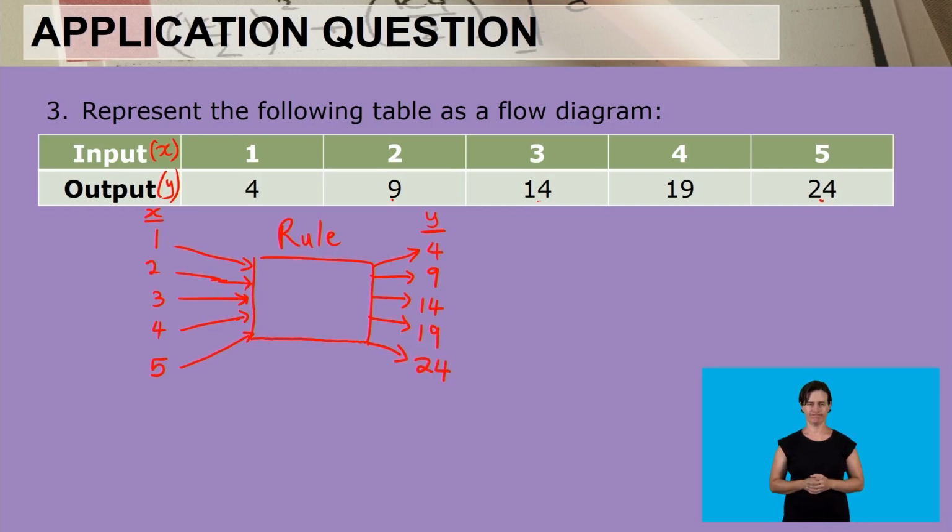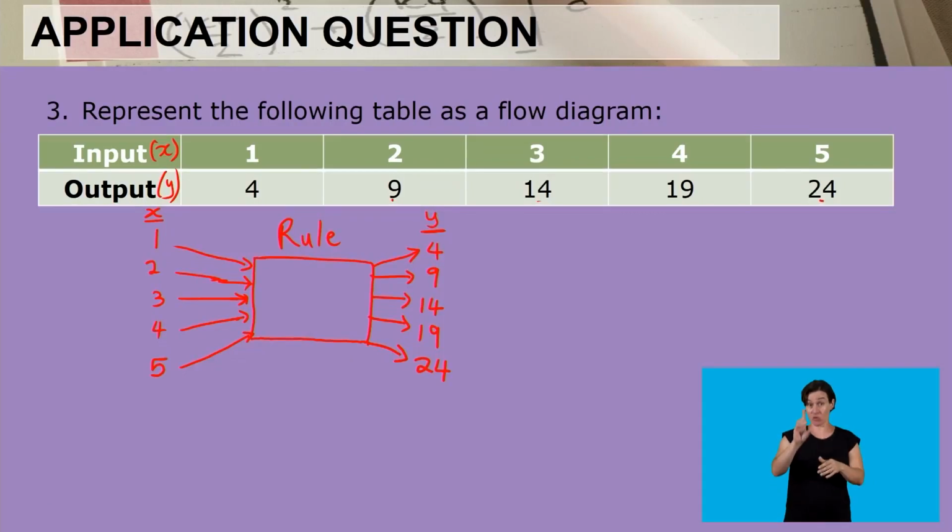Now looking at our flow diagram, is it complete? Of course it is not complete because we do not have a rule. Remember, a flow diagram must have a rule in the middle. So now that we have the input values and the output values, how can we find the rule?